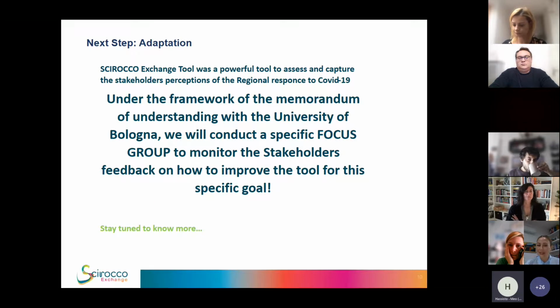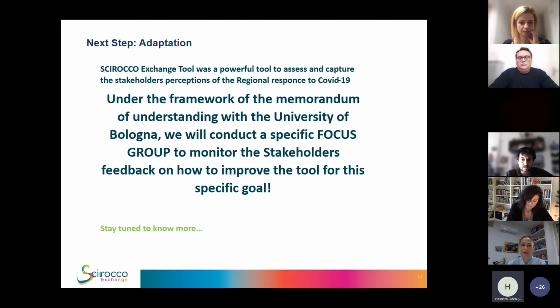Well, for us, once again, the Scirocco Exchange tool represented a powerful tool also to assess and capture the stakeholders' perception of the regional response to COVID-19. As I have said at the beginning, this was the first step of our process of adaptation. So we are going to experiment also in our region with other stakeholders, and we are going on with the preparation of a focus group to capture and to listen directly to our stakeholders on how to improve the tool for this specific goal.